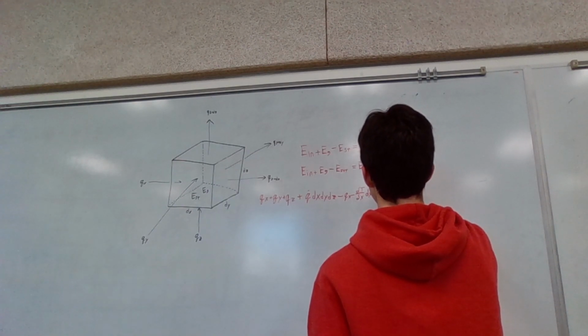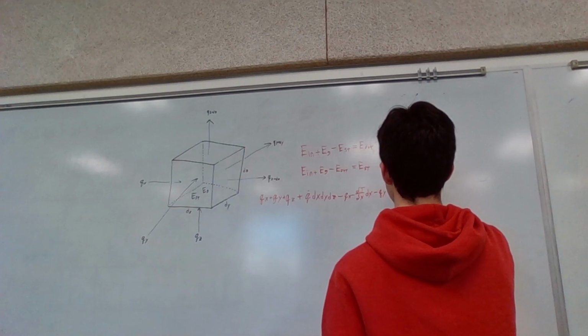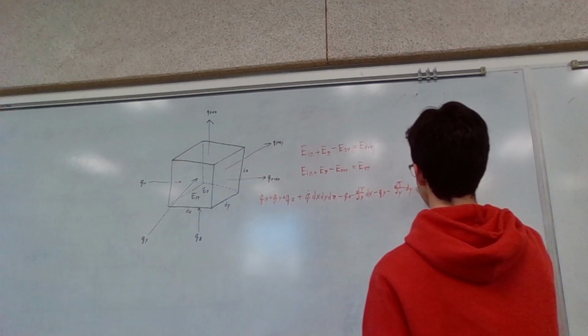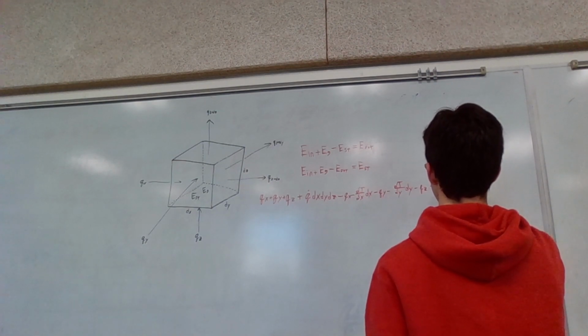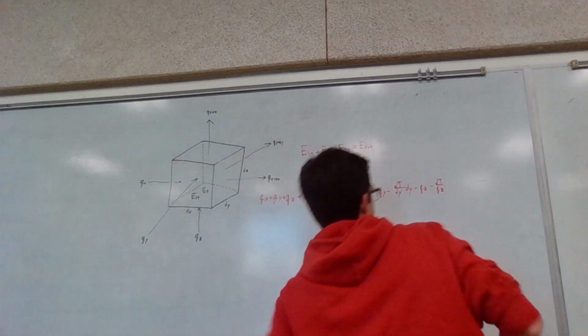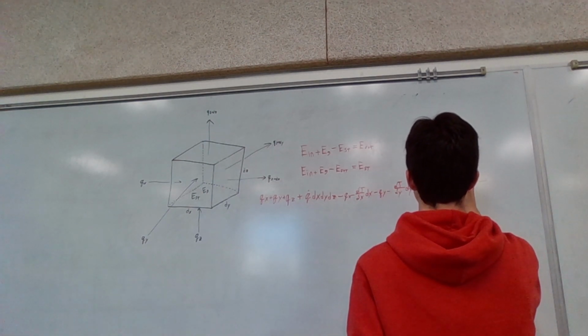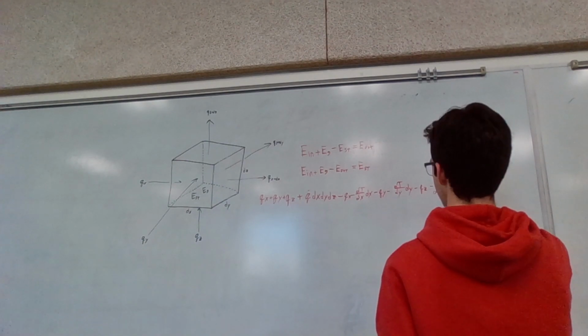Minus qy, minus my change in temperature with respect to y times the y changes over, minus qz, change in temperature with respect to z. Oops, not a q, that's a delta. Z is allowed to change over.